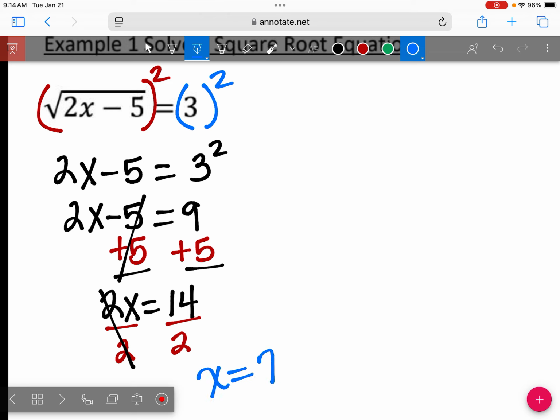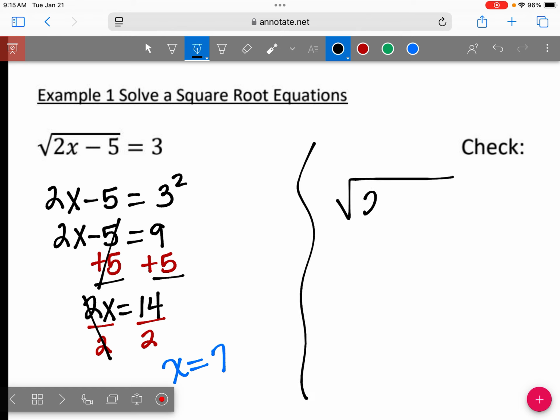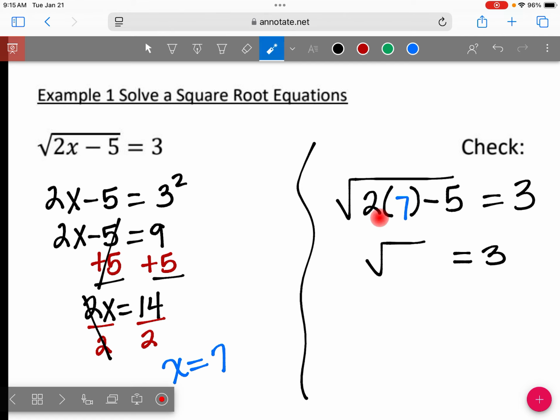And the reason why I say it's possible is because we have to do a check to make sure that this number is actually valid. So let's go ahead and substitute that in. So in my original equation, we have the square root of 2 times x minus 5, and there's a 7, and that equals 3. So I need somebody to tell me, somebody new, so you can get counted as present. Tell me, what is this number? What is 2 times 7 minus 5?